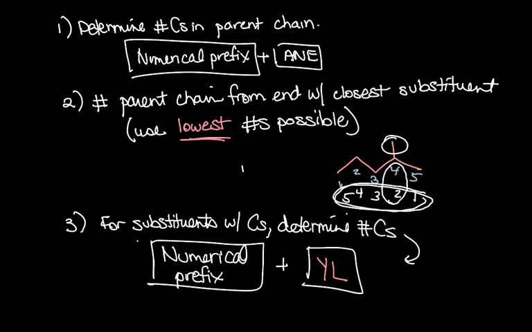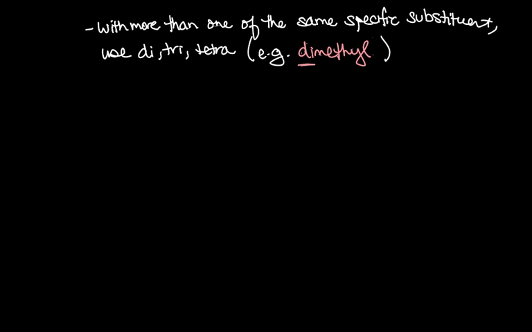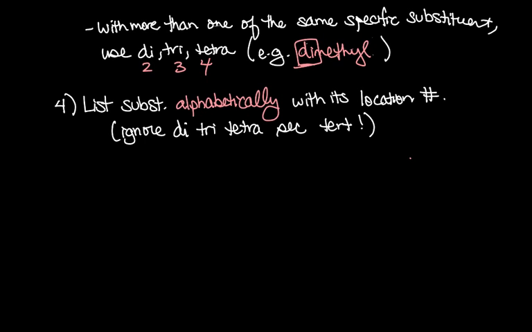For your rule number 3, for carbon-containing substituents, you determine the number of carbons, you apply the numerical prefix, and then you add yl. This is what we discussed at the end of class on Wednesday. When you have more than one of the same specific substituent, you can use di, tri, tetra, depending on whether you have 2, 3, or 4 of that substituent. And so if you have 2 methyl groups, you refer to it as a dimethyl group.